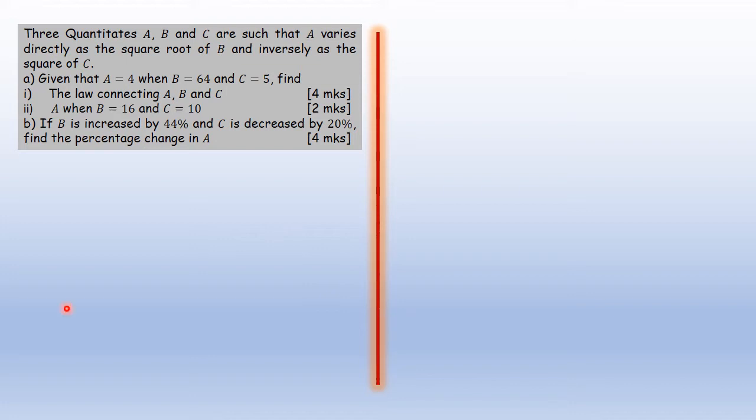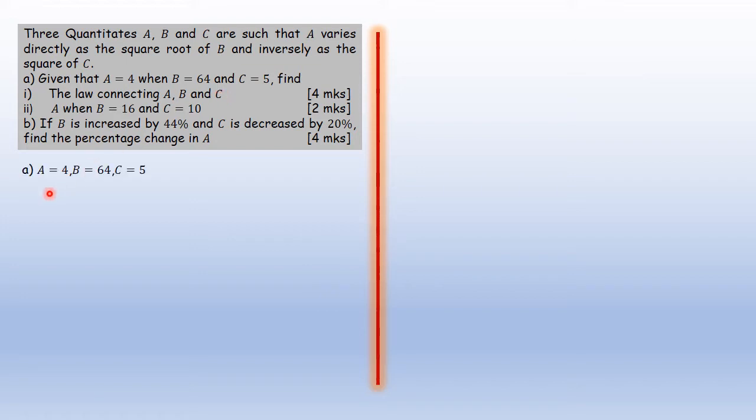Before us is yet another example that has to do with joint variation. And so let's move through the question. We are told three quantities A, B, and C are such that A varies directly as square root of B and inversely as a square of C. Now given that A is 4 when B is 64 and C is 5, find the law connecting A, B, and C. We begin with that.